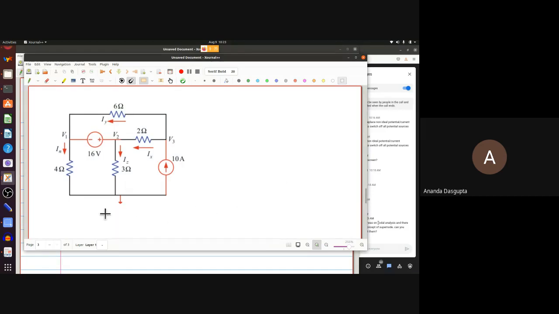So when you say supernode, there are 4 nodes in the picture, although you can see only 3 of them labeled. This is one of them. This is another. This is another. The 4th node is this one, which has been connected to the ground. So we have taken V4 to be 0.